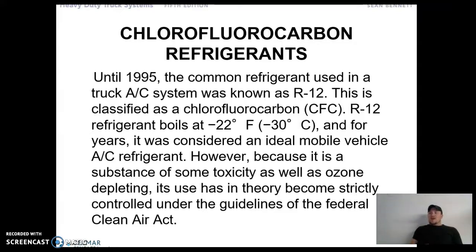Until 1995, the common refrigerant used in a truck AC system was known as R12. This is classified as a chlorofluorocarbon. R12 refrigerant boils at negative 22 degrees Fahrenheit. And for years, it was considered an ideal mobile vehicle AC refrigerant. However, because it is a substance of some toxicity as well as ozone depleting, its use has, in theory, become strictly controlled under the guidelines of the Federal Clean Air Act.